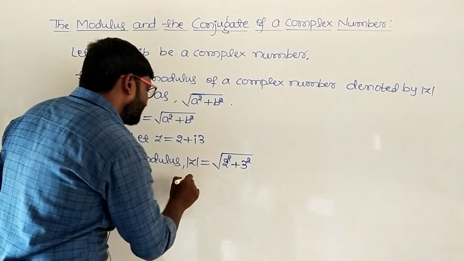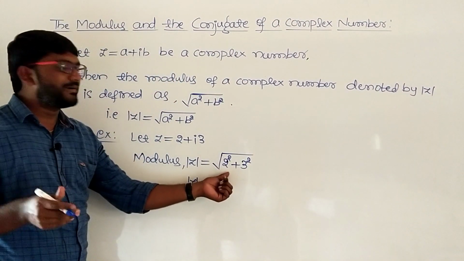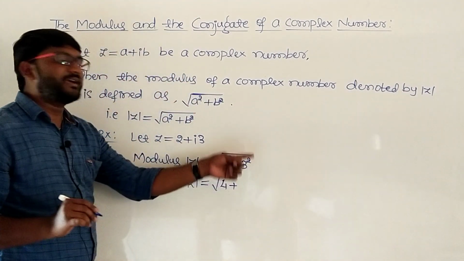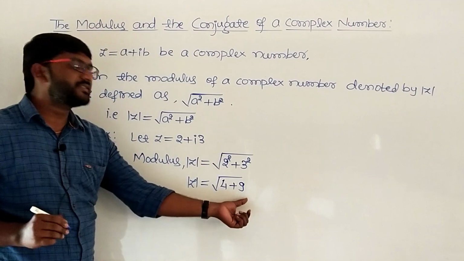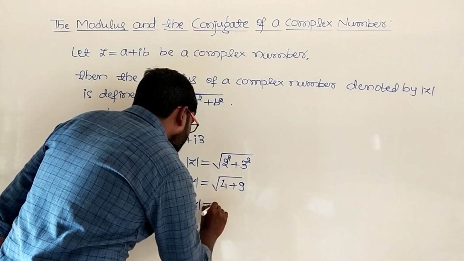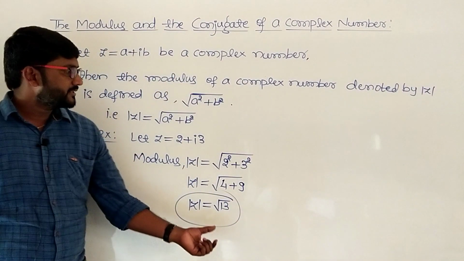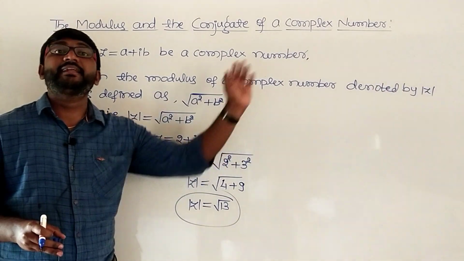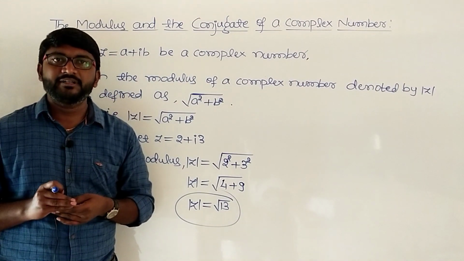Now let us simplify this. Mod z which is equal to square root of 2 square will be 4, plus 3 square will be 9, and then add these two. 4 plus 9 will be 13. So mod z which is equal to square root of 13. So this is the modulus of the given complex number. So like this you can find the modulus for any complex number. So usually this will be given for 1 mark in your annual exam.